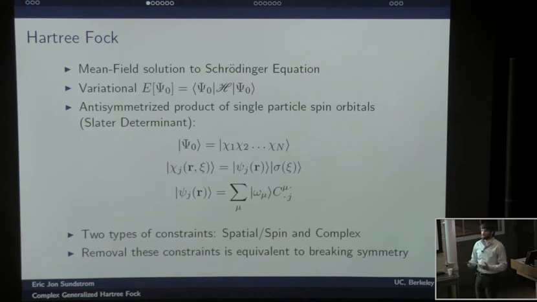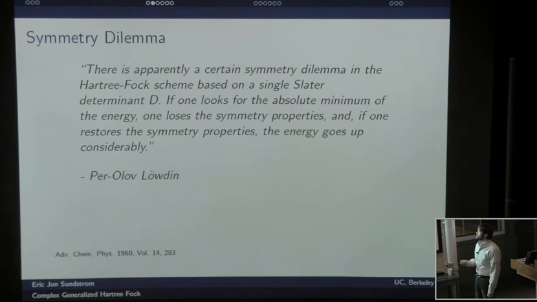And so that's been known for a long time, but I don't believe overall that this space has been explored properly, especially within the quantum chemistry community. All right, so this is a famous quote from quantum chemistry by Löwdin, where he says that there's a certain symmetry dilemma, which is what I'm talking about, in the Hartree-Fock scheme based upon a single Slater determinant. If you look for the absolute minimum of the energy, it's a variational method, so that sounds good. Let's do that. You lose the symmetry properties, and by that he means the symmetry properties of full configuration interaction or the exact wave function within the Born-Oppenheimer approximation and so forth. And so if you look for those, the energy goes up considerably. So we kind of want to get both of these, but we can't. So we have to choose.